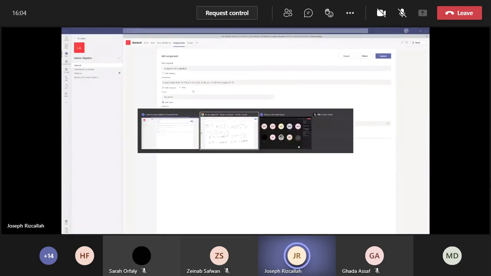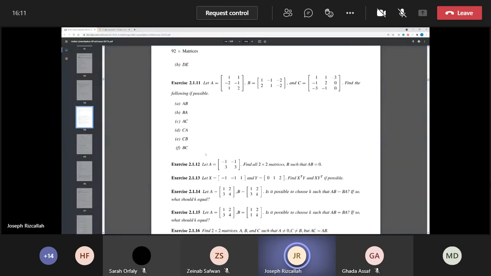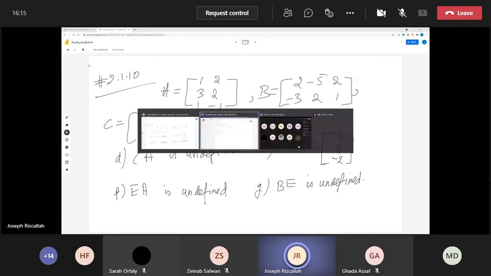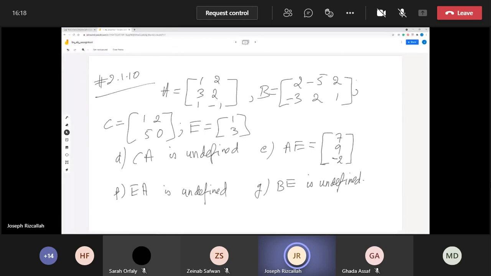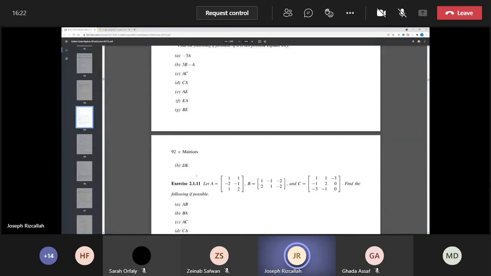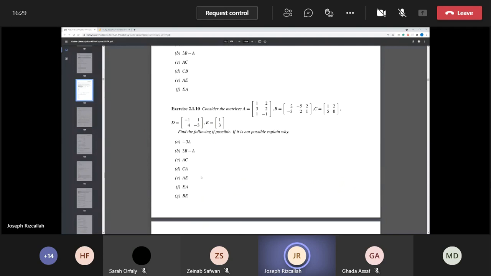Then 14, right? Now we have 14. So let's see what's in number 14. We still have H. DE. Let me see. Yeah, I did not copy matrix D. So let me just copy matrix D. Just a minute, please. Matrix D. I will put it here. It's -1, 4, 1, and 3.